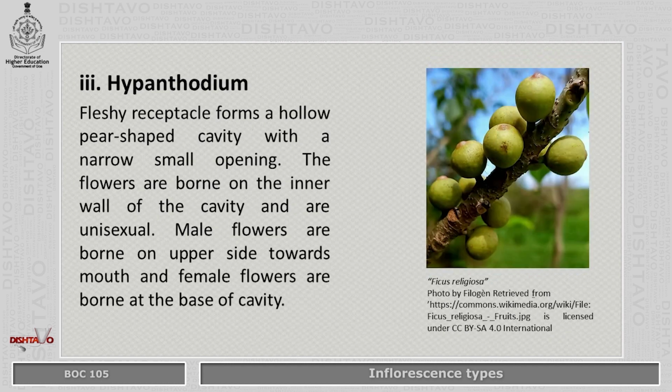Coming to the last specialized type of inflorescence, that is hypanthodium. Hypanthodium comprises a fleshy receptacle which forms a hollow pear-shaped cavity with a small narrow opening at the tip. The flowers are borne on the inner wall of the cavity and are mostly unisexual. The male flowers are borne on the upper side of the pear-shaped cavity, whereas the female flowers are borne at the base of the cavity.